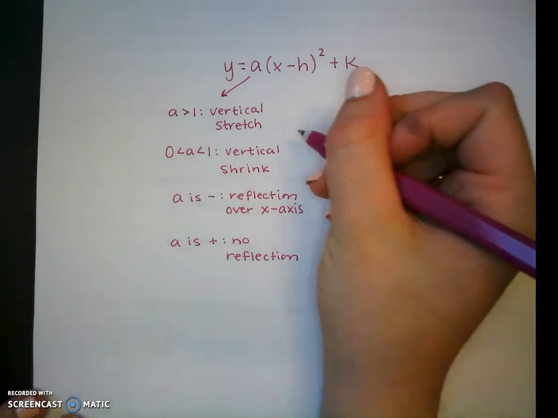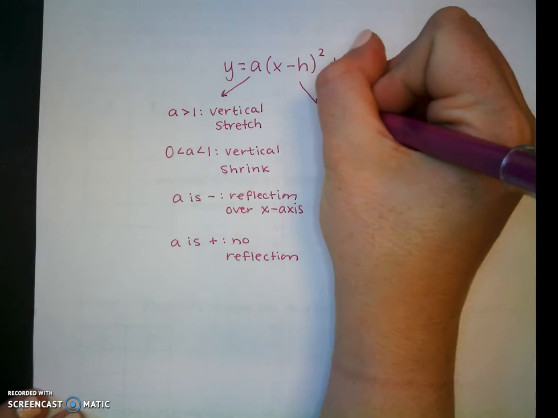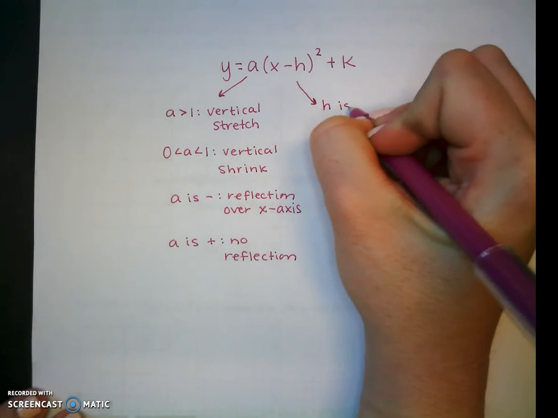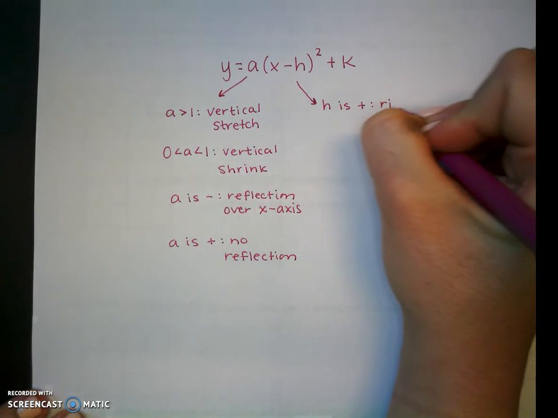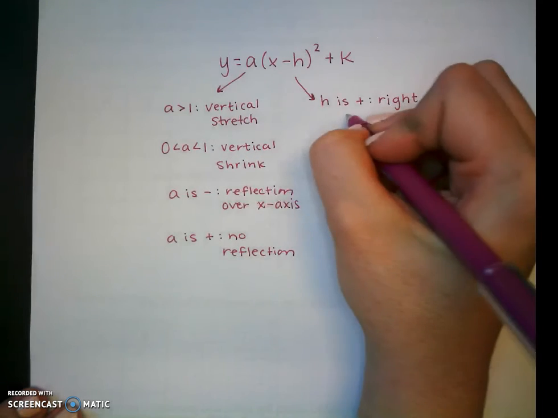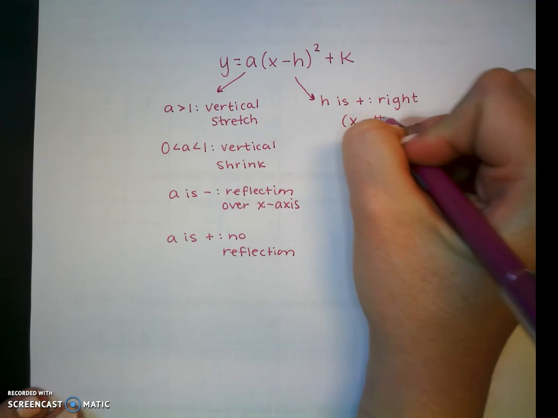h was our tricky part because it has minus h in our formula. If your h is positive, it goes to the right. But remember, if your h is positive, it's going to look like x minus something.